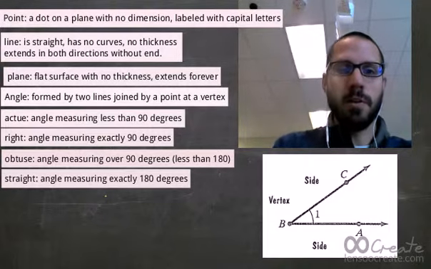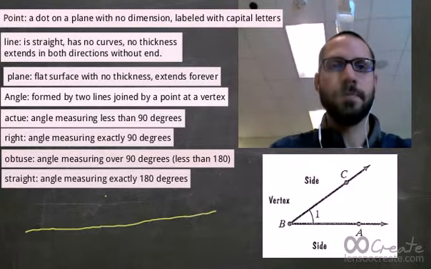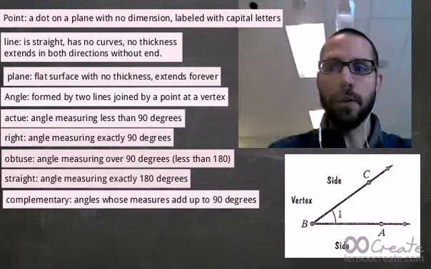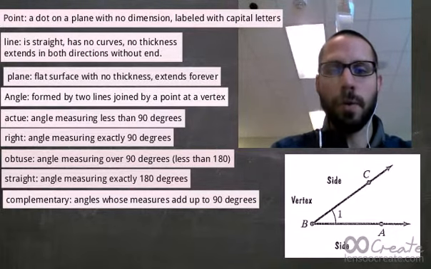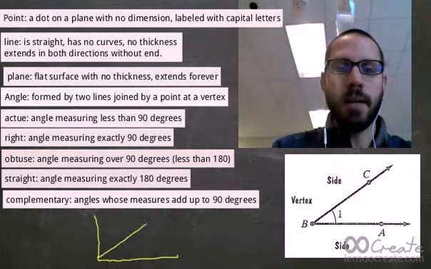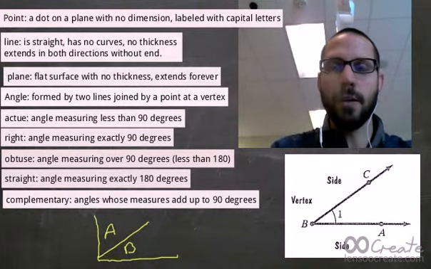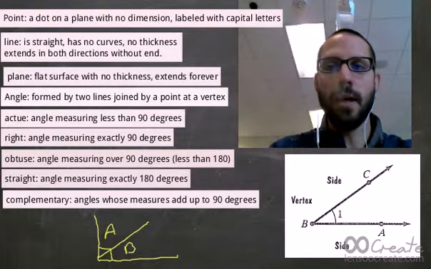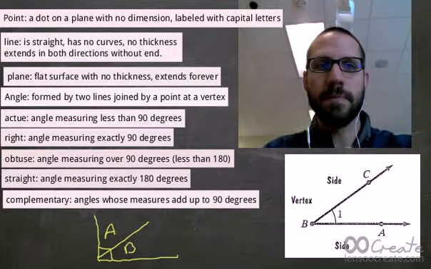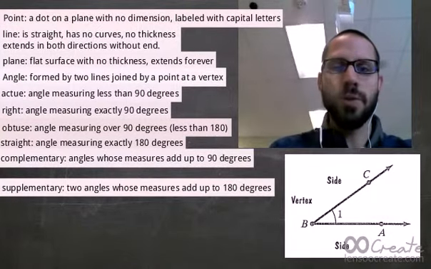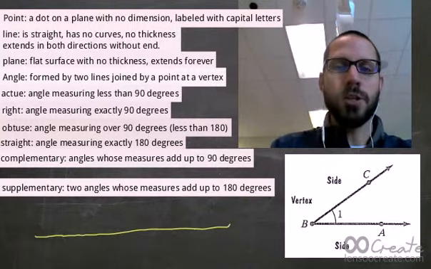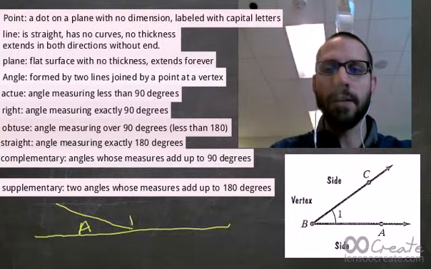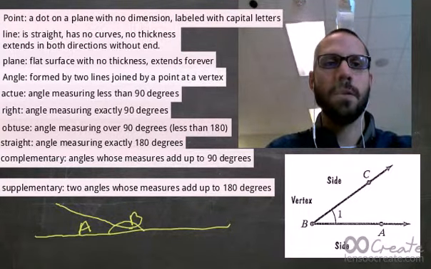A straight angle measures exactly 180 degrees. It makes a straight line. Two complementary angles are two angles whose measures add up to 90 degrees. They would form a right angle. Angle A and angle B form a right angle. Angle A and angle B would be complementary. And supplementary are two angles whose measures add up to 180 degrees. So two angles, A and B, whose measures add up to 180 degrees, would also form a straight angle.